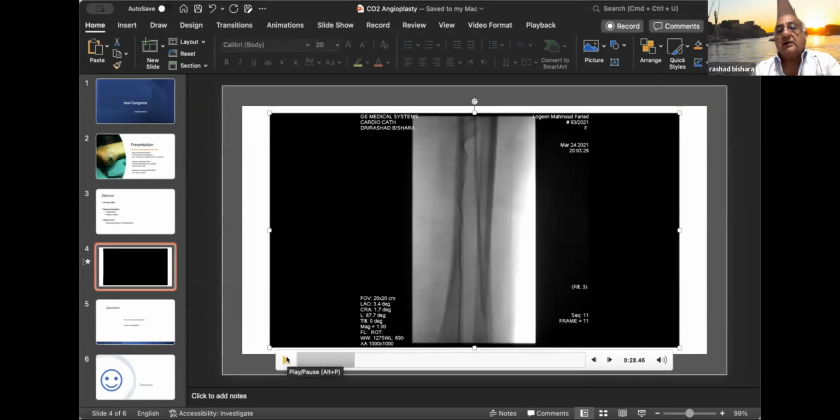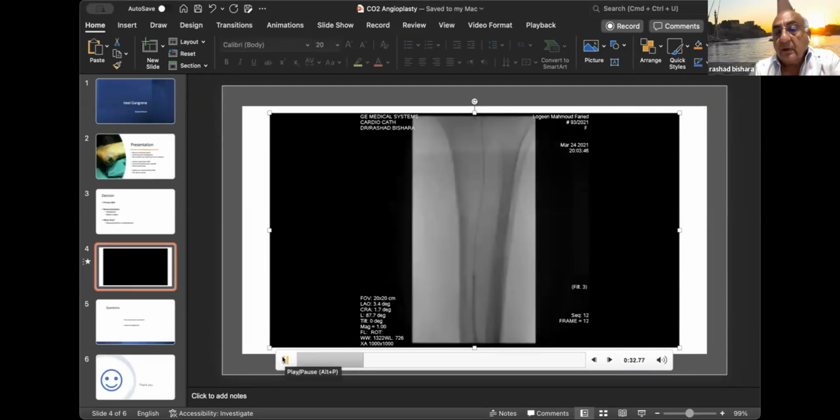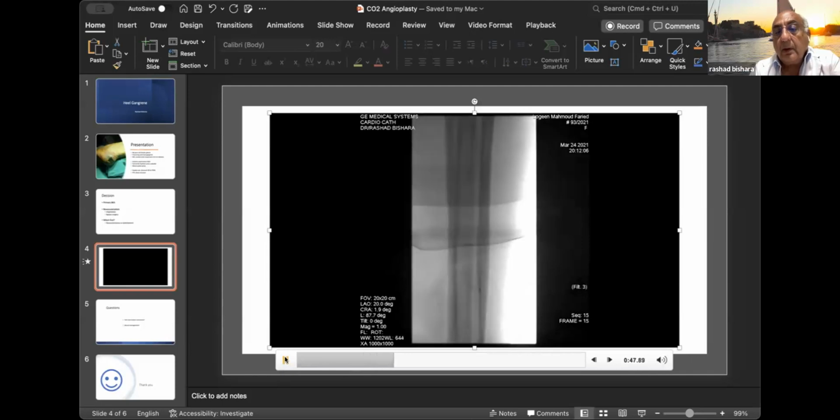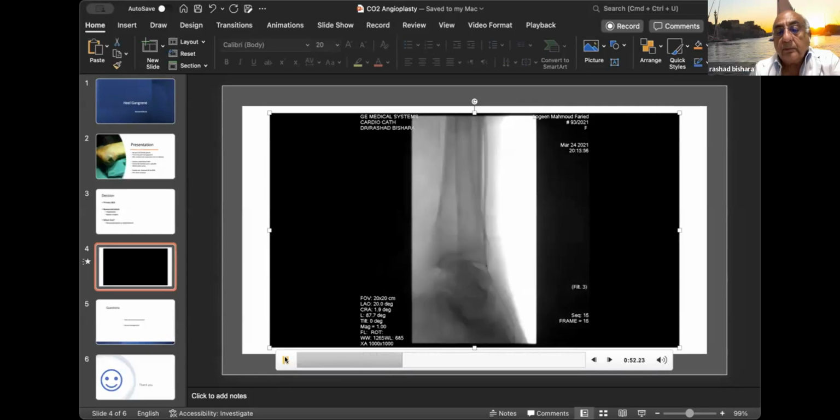Now, what I did is angioplasty of the anterior tibial artery and the peroneal artery, because these were patent. So it was fairly easy. We went down with a 0.18 wire and a 3 millimeters long tibial balloon. That's the peroneal artery, and that's the anterior tibial artery. And that's going down to the dorsalis pedis.